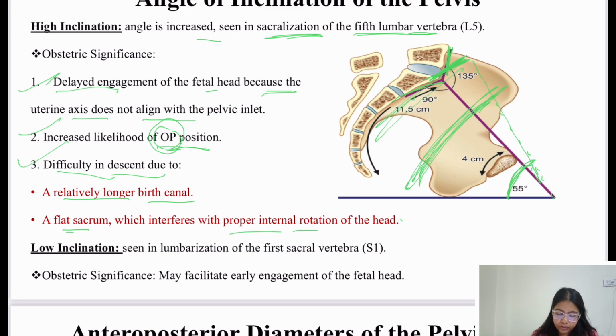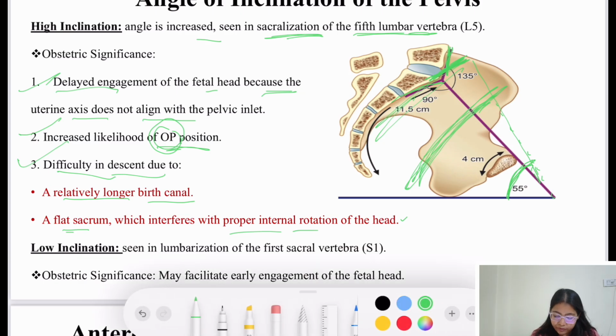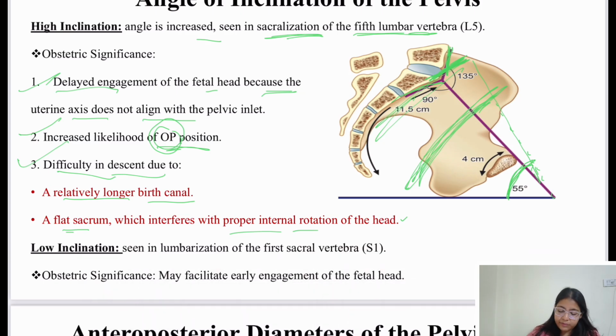Okay, and what if there is low inclination, meaning lumbarization of the first sacral vertebra? Then what will happen? The angle of inclination will be lower, but there is not much significance of this, except it may facilitate early engagement of the fetal head.